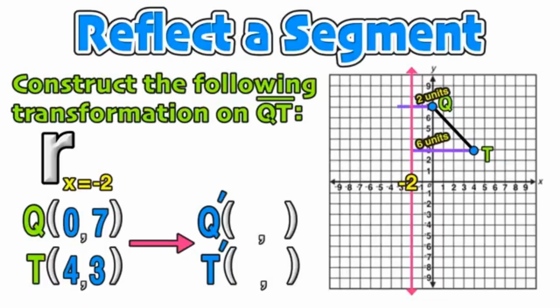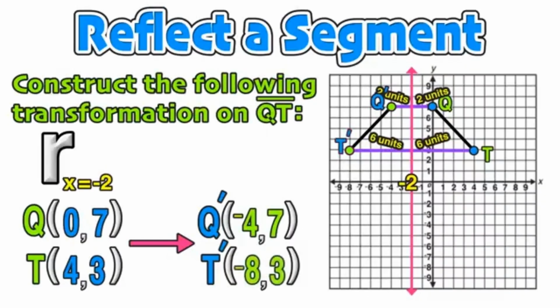We can go ahead and repeat those distances on the other side of the line of symmetry and plot the new points of Q prime and T prime. Now we can construct the image of the reflected line segment. Q prime has coordinates of -4, 7, and T prime has coordinates of -8, 3.